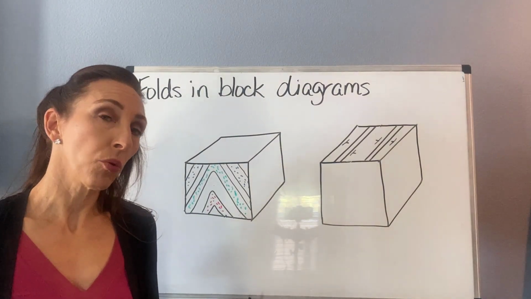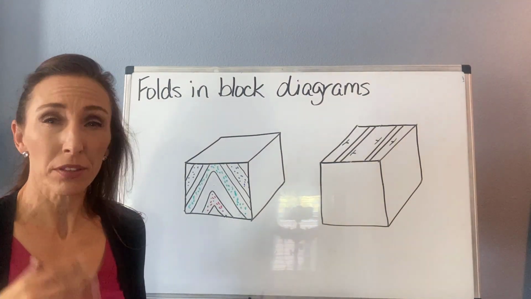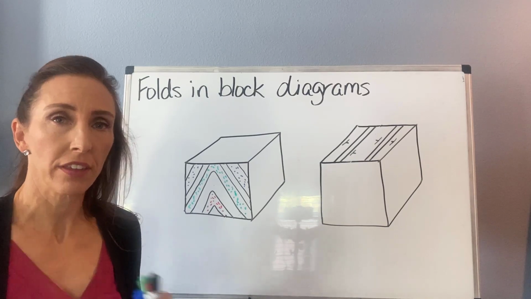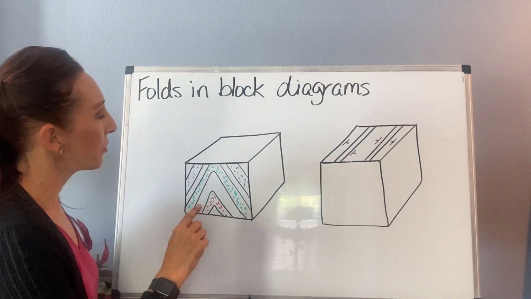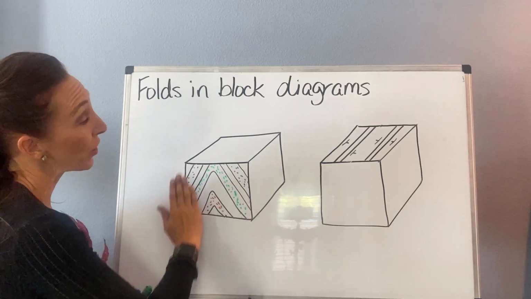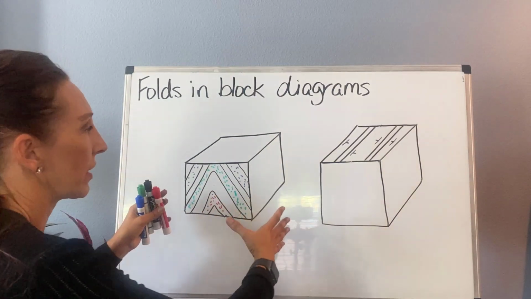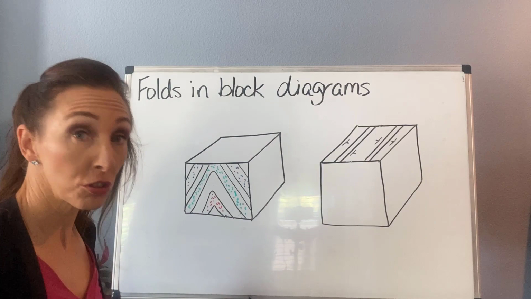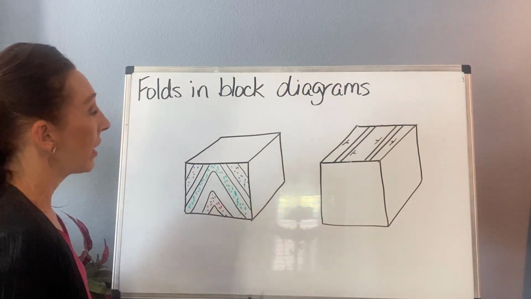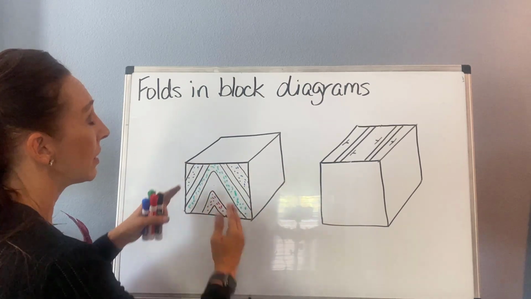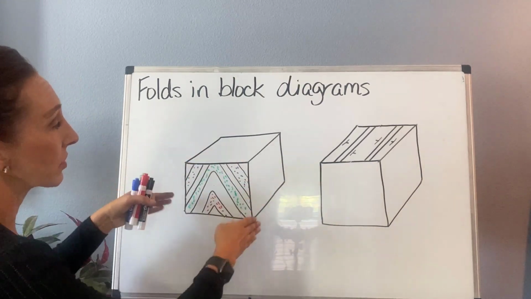Let's talk about folds in block diagrams. It can be a little confusing if you don't really think in 3D, but there's a few things I think will help. On the left-hand side here, on the front of this block diagram, you have to think about it like we've just pulled this little chunk of earth out of the ground. We have an anticline, and these are just folded neatly, kind of flopped over like this.